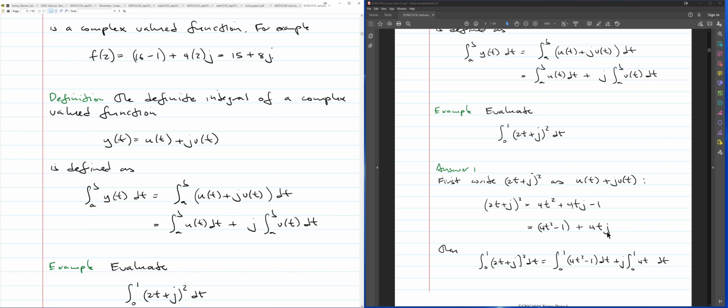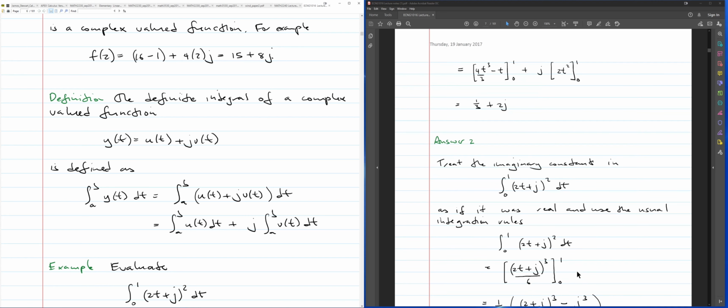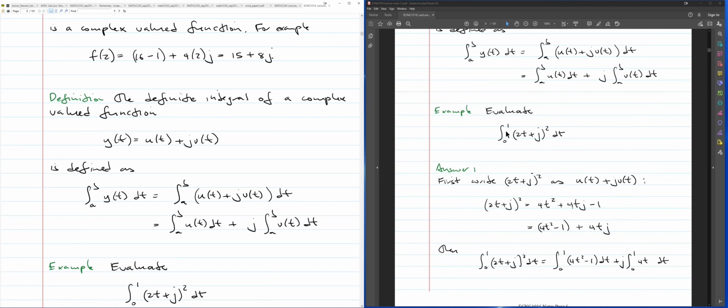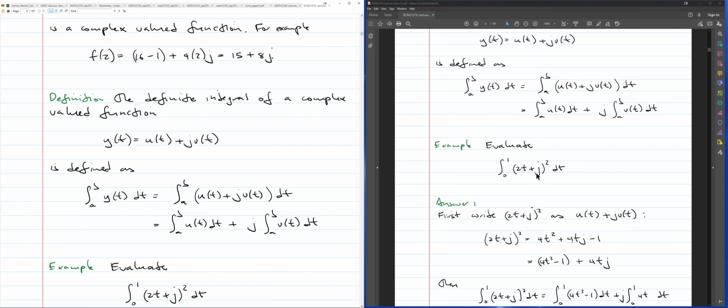Then you integrate the real part separately, and for the imaginary part you just pull the j out and integrate the function, which is 4t. So now you have just two real valued integrals: the integral from 0 to 1 of 4t squared minus 1 dt, and the integral of 4t between 0 and 1. You integrate those, work it out, and finally put back your j. So that's one way of integrating a complex valued function.